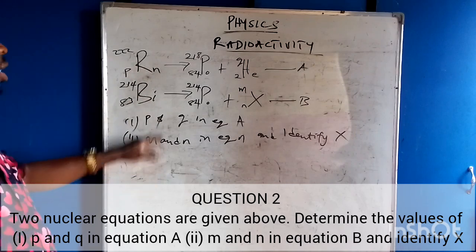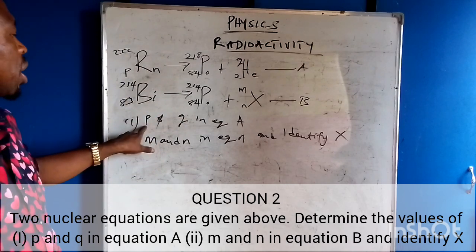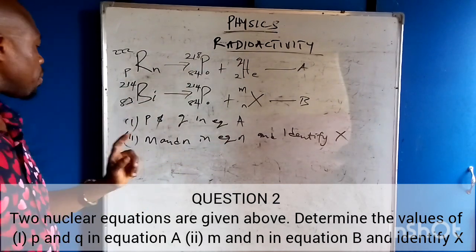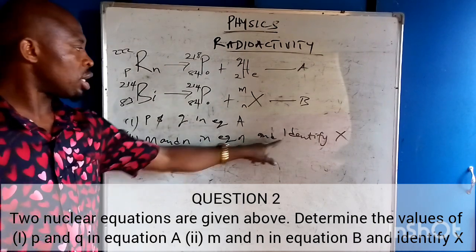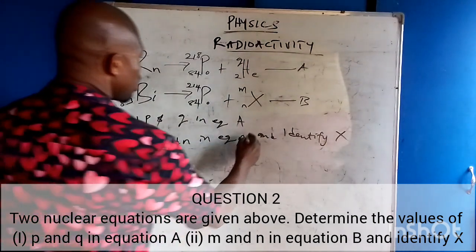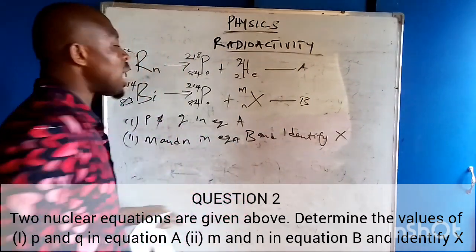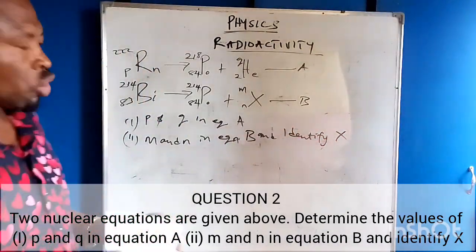So this is the equation, and this is the question. They said determine the values of P and Q in equation 1, then M and N in equation B. And identify X. What is X? Solution.